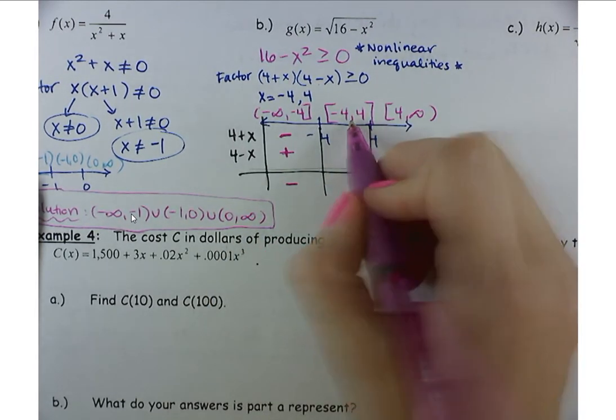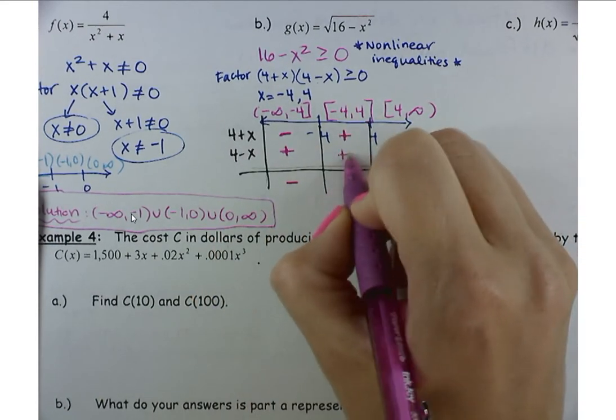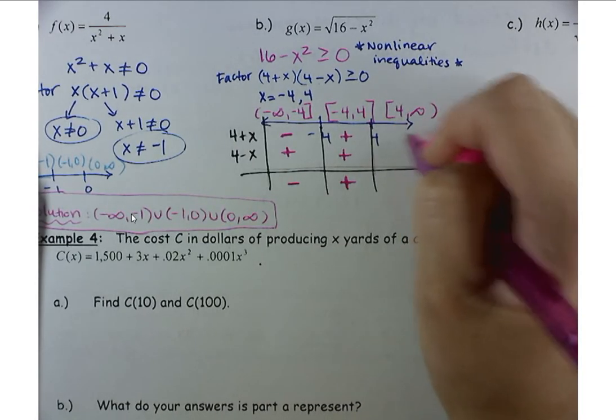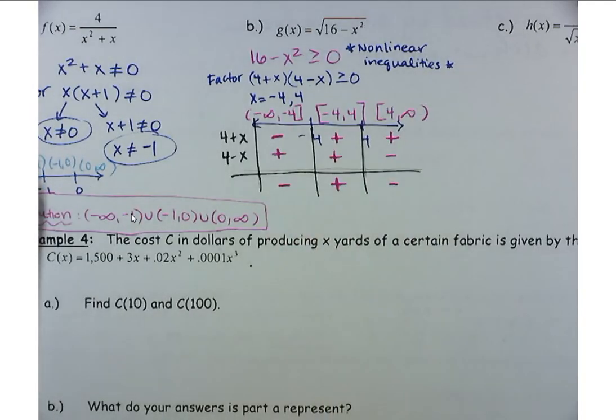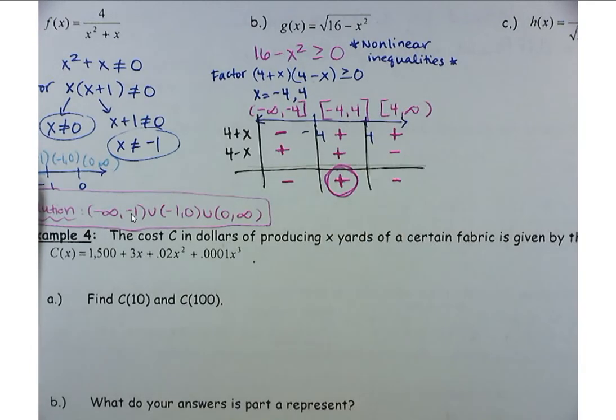For this one, I'll choose 0. So this would be positive, this would be positive, this would be positive. And I'll choose 5, so that would be positive 9 and negative 1. Which interval am I looking for, the positive or the negative? Am I always going to be looking for the positive for this? So before in 1.7 it would switch, right? Sometimes it'd be negative, sometimes it would be positive. It all depended on what? The sign.